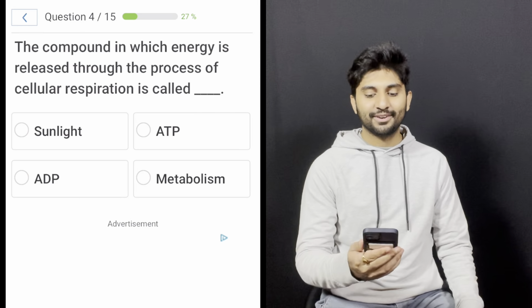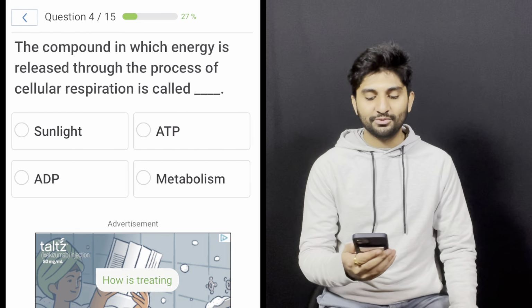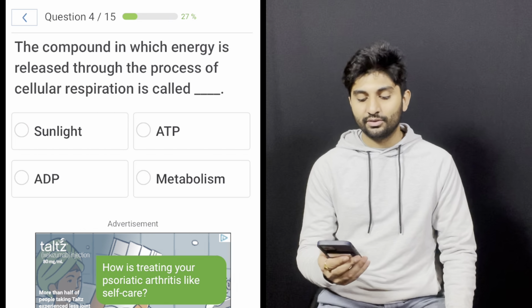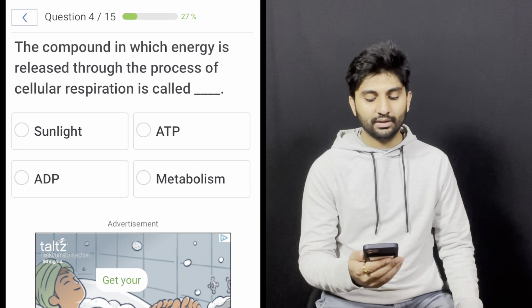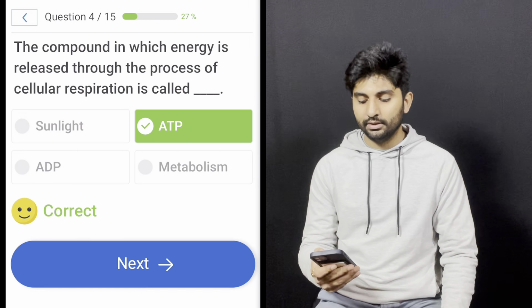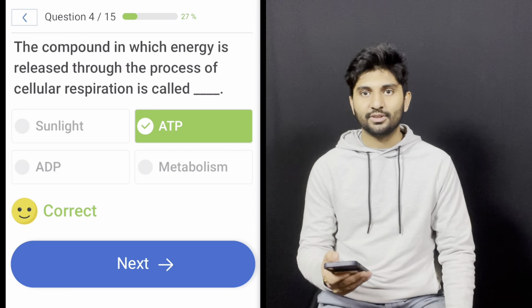Question number 4. The compound in which energy is released through the process of cellular respiration: sunlight, ATP, ADP, or metabolism. The compound is ATP. Yes, cellular respiration creates ATP.